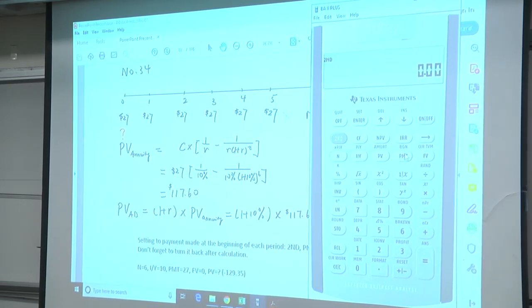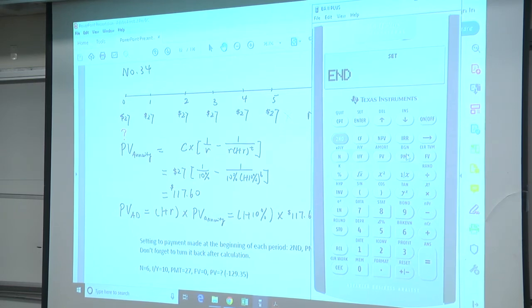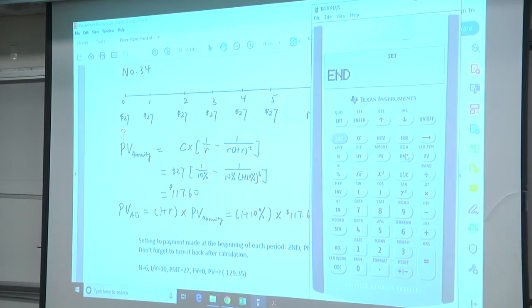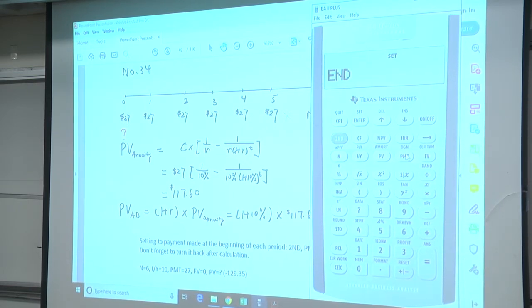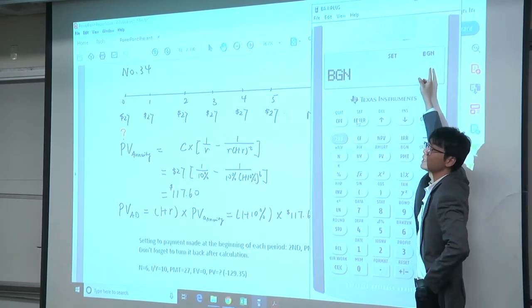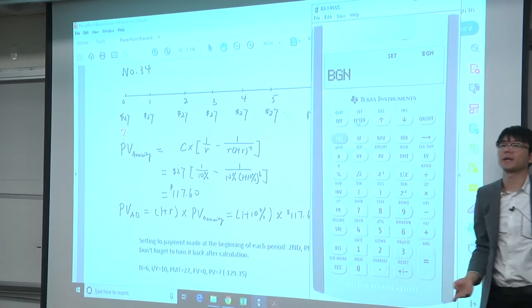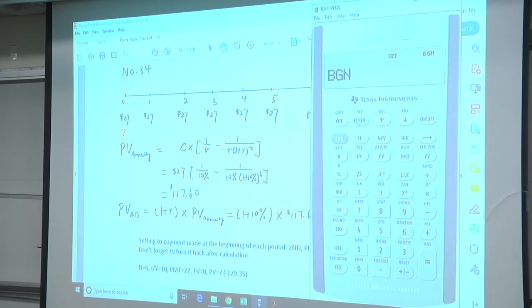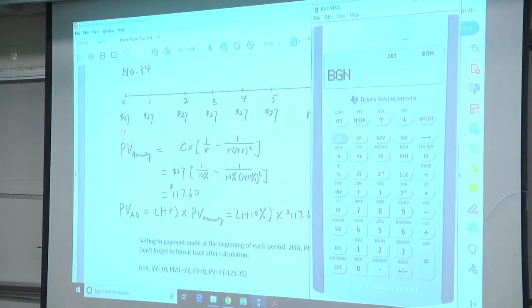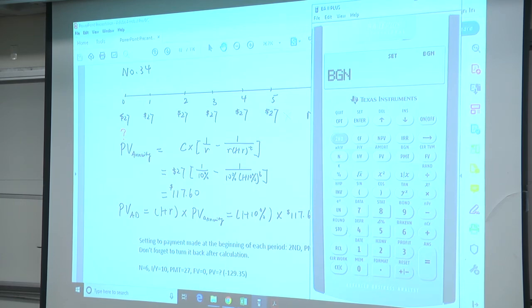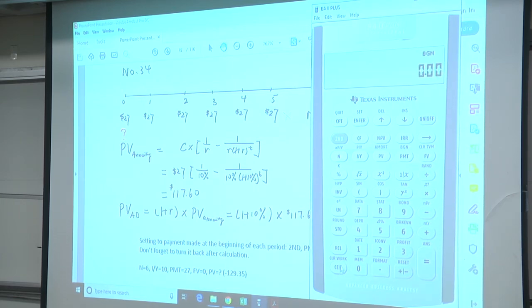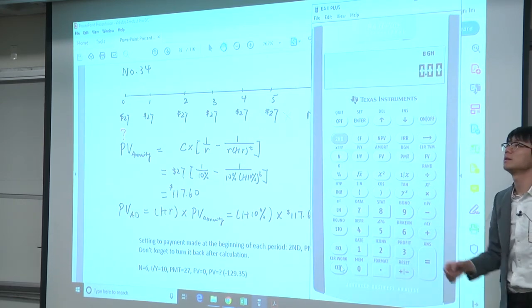So you press that, and the calculator will show end. That's your setting now. So what you do is second and set. Now it's changed to beginning, and you will see a little BGN here, which stands for beginning. If it's end, that's the default. It's beginning, that's set up, all right? So now you have the beginning setting. If you clear everything, you still see the beginning.